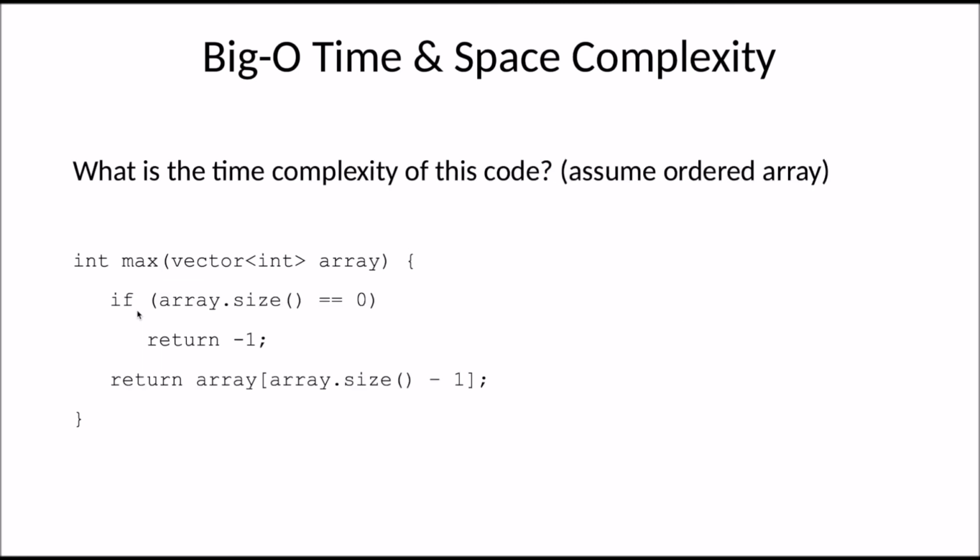Now let's look at another example. So this finds the maximum value in an ordered array. If the array is 0, it returns -1. Otherwise, it just accesses the last element. Now, since this is an array, we can compute the offset. We don't have to iterate over it. We just compute the offset, go to the last element, return it. So in this case, it doesn't matter if the array has 10 elements or 1,000 elements or 1,000,000 elements. We always just go to the last element directly and return it. So time complexity is O(1), space complexity is O(1) as well.